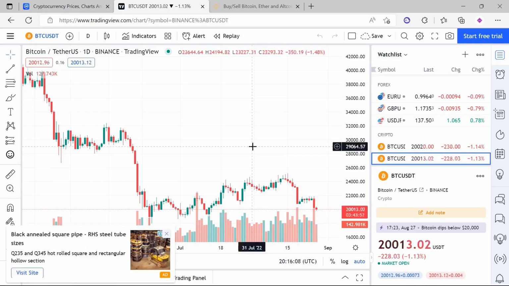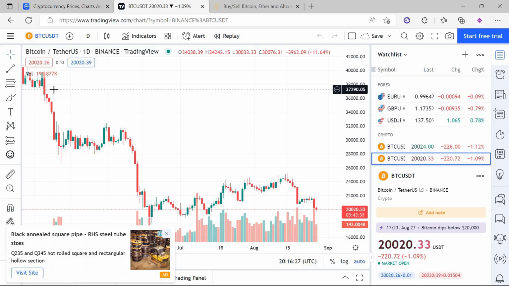Looking at this chart here, an engulfing candle is a candle that covers the previous candle. Just like the name engulfing, it engulfs the previous candle. This either means the price is going to go up or down. You can see that this red candle here engulfs the previous green candle. That is a bearish sign. It means the price is going to go down.